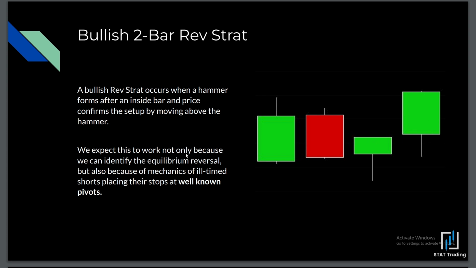And we expect this to work not only because we can identify the equilibrium reversal, meaning this hammer right here is a reversal of the equilibrium break, but also because of the mechanics of ill-timed shorts placing their stop at well-known pivots. So when this breaks lower, if you're shorting this stock, your stop is either going to go here or above the high here. So when we trigger this, you are forced to buy.